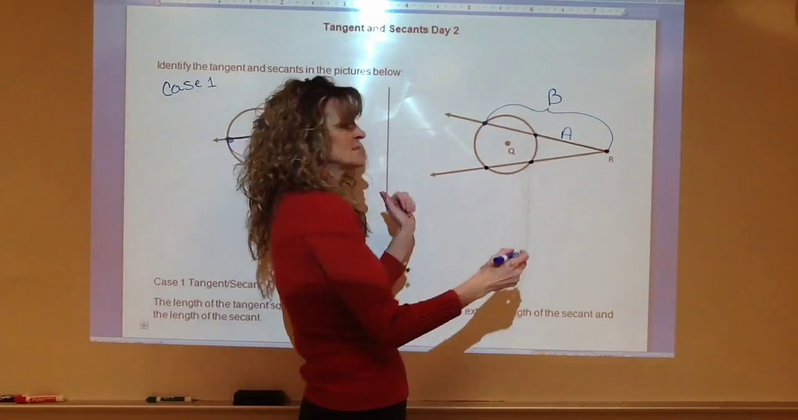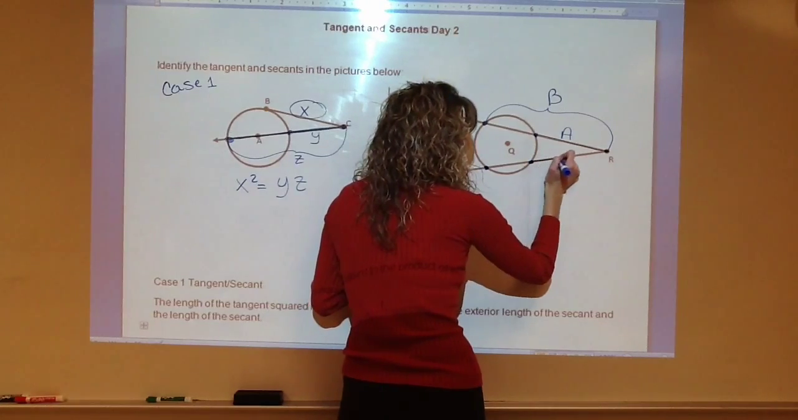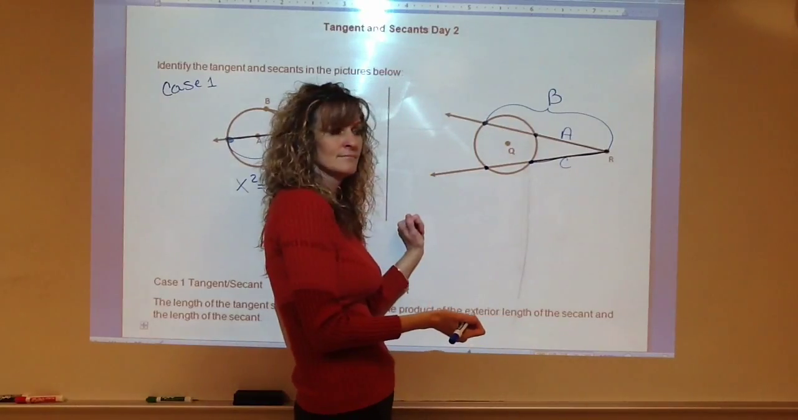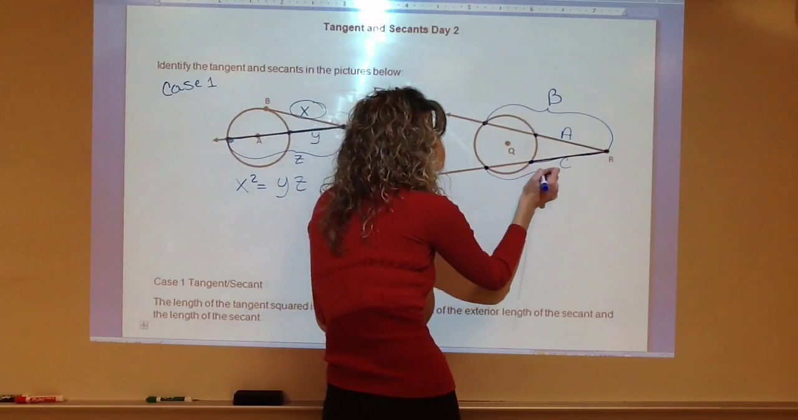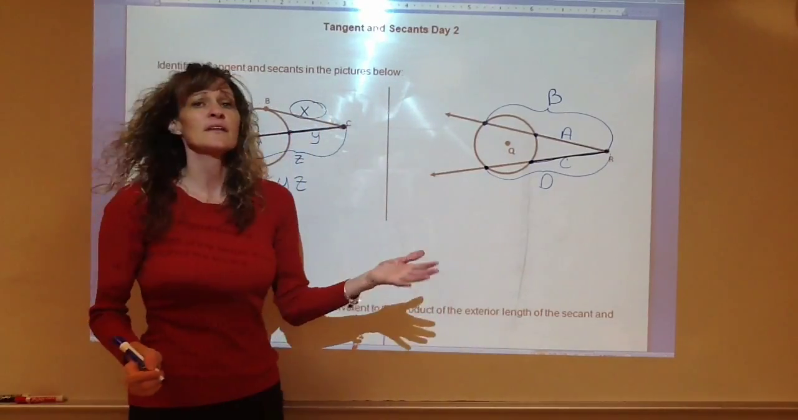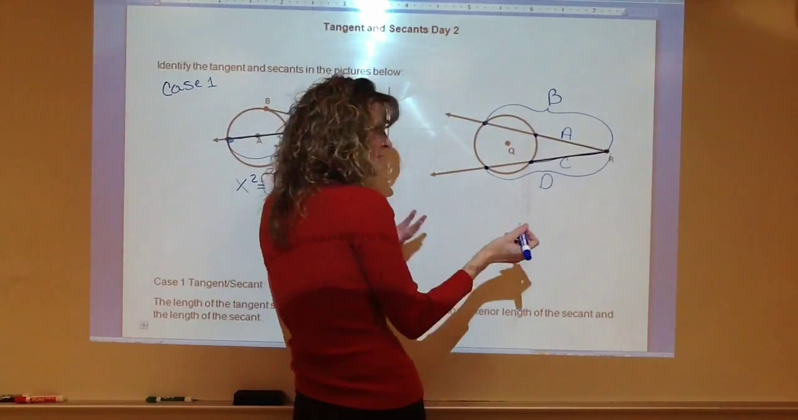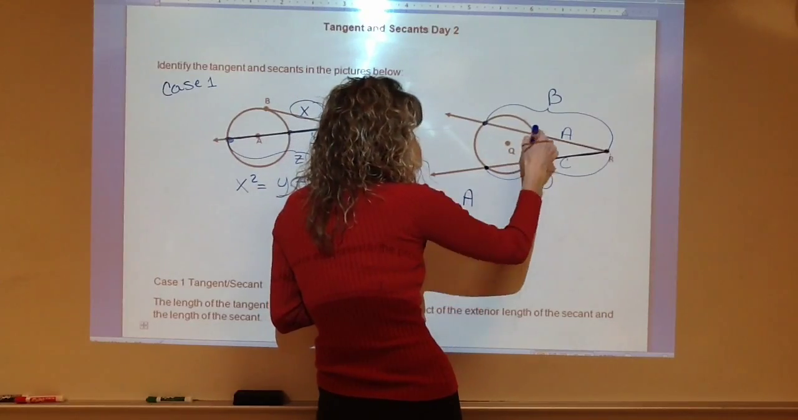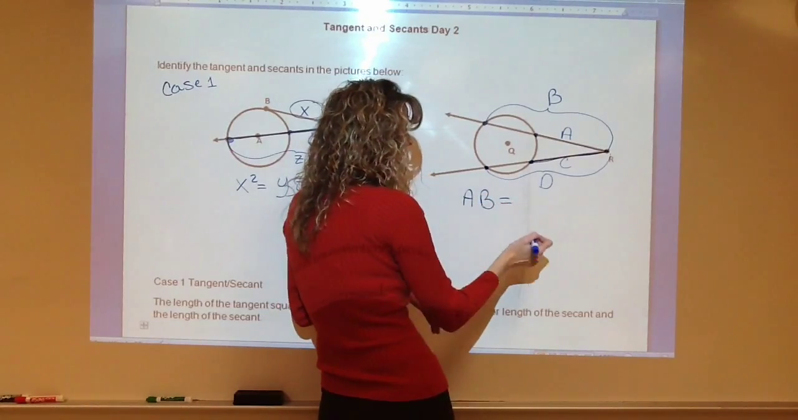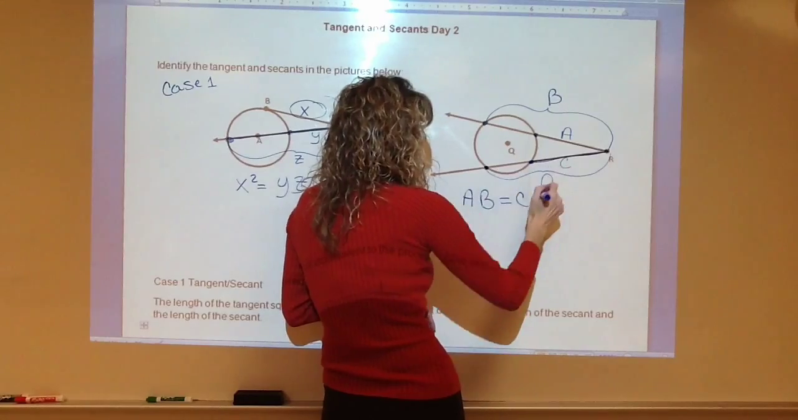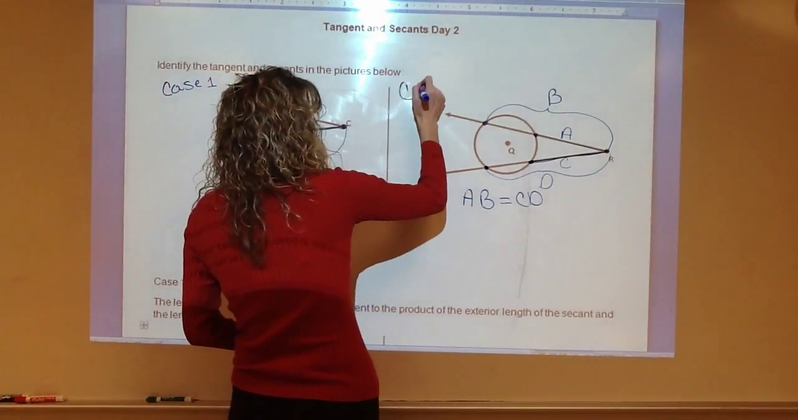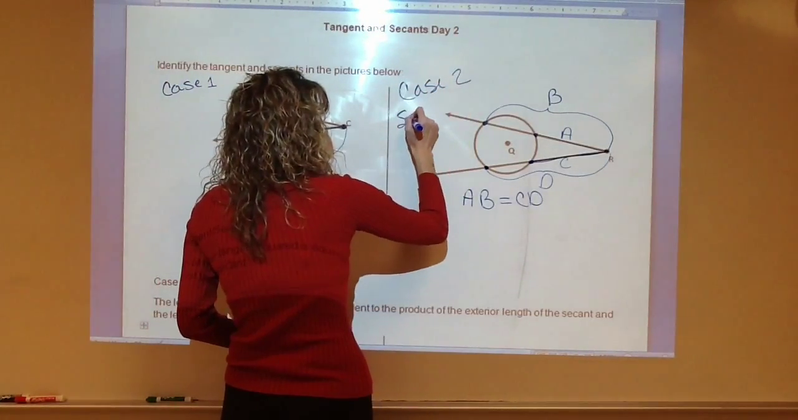I'm going to do the same thing with this bottom secant. I have this distance right here, the outside, I'll call that C, and then the whole distance, I'll call that D. So there is a relationship between those lengths, and the relationship is fairly simple. It's that outside length A times the whole length B is going to be equal to that outside length C times the whole distance D. So that's the formula we're going to use when we have secant, secant, and we'll call this case 2.